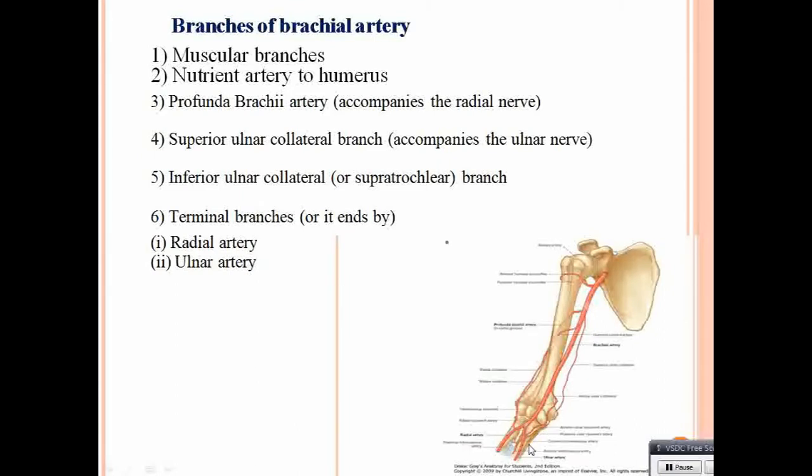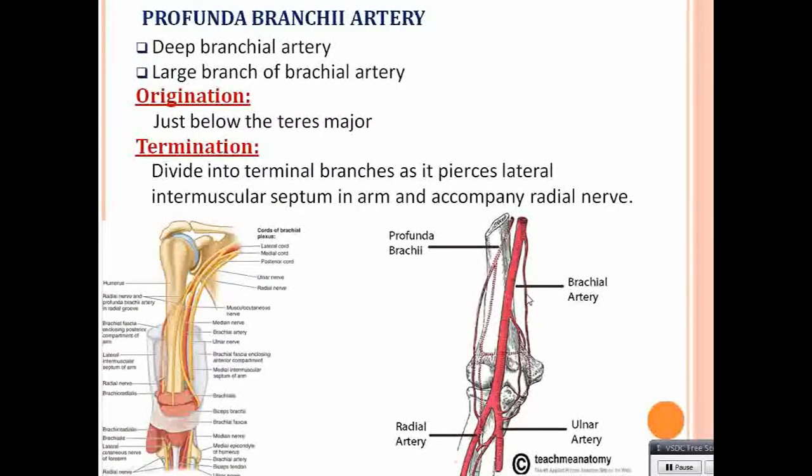and radial and ulnar arteries. The profunda brachii artery. Profunda brachii artery is a deep branch of the brachial artery. So it is given off at this level, profunda brachii, passing behind the humerus and comes to the lateral aspect of the humerus. So it's a deep branch. Profunda means deep, and it is a large branch of brachial artery, and it originates just below the teres major muscle. So you can say at the beginning of the brachial artery, the profunda brachii arises.